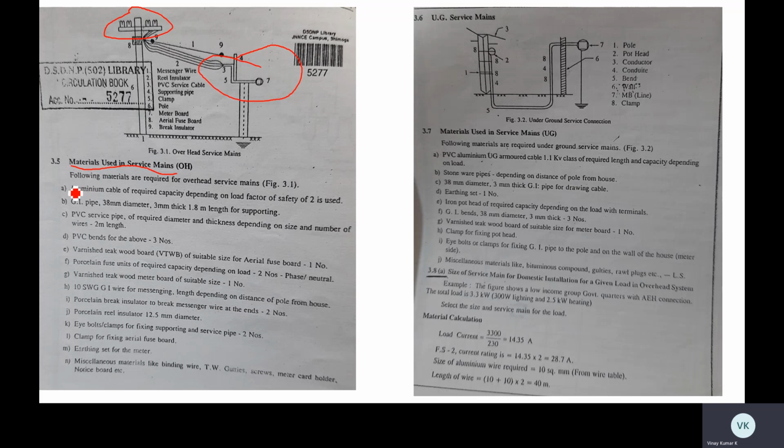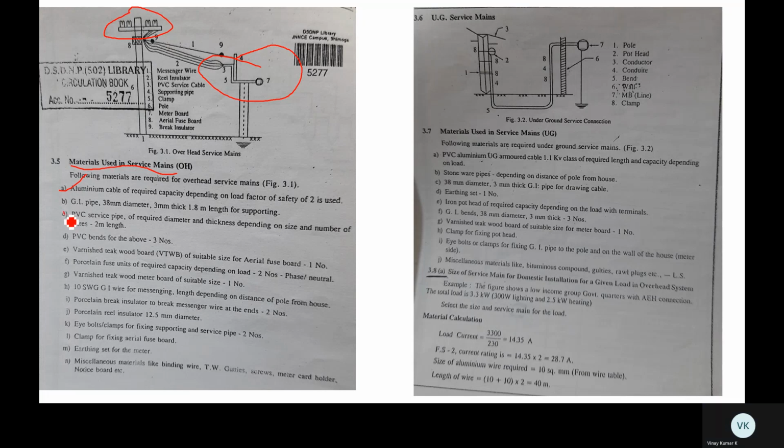First thing is the aluminum cable. Aluminum cable of required capacity, depending upon the load, with a factor of safety of 2 is used. Then a GI pipe of 38 millimeter diameter, 3 millimeter thick, 1.8 meter length for supporting, which we use to carry the cables. And PVC service pipe of required diameter and thickness, depending on the size and number of wires.